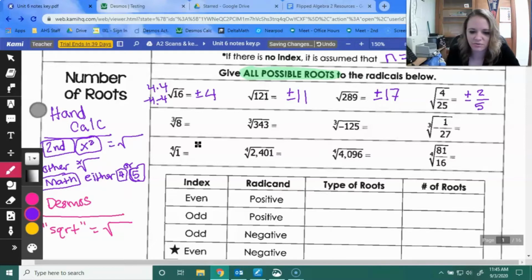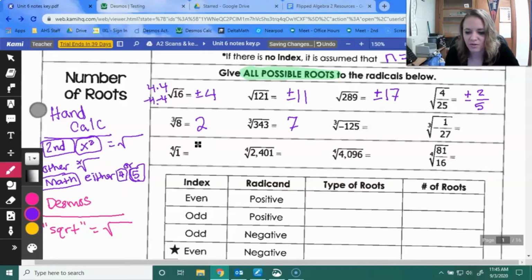All right, third root of 8 is 2. Third root of 343 is 7. Okay. Now, let me just say this. You might be wondering, oh, no plus minuses. When we do the third root, we don't do that. Okay, odd roots, we do not put the plus minus. Only the evens, like the second root.